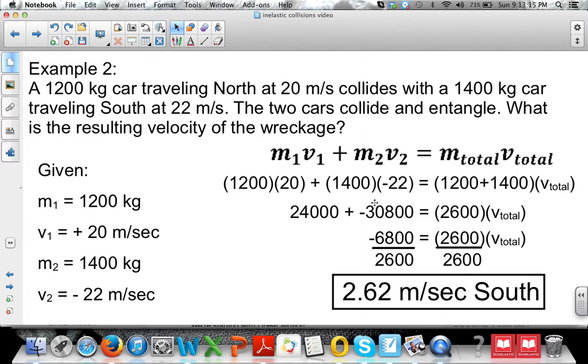So then you add the stuff on the left, make sure you have your negatives, so it's negative 6,800. That means that in the end, the two cars together are going to be cruising south, because the car that was traveling south must have had more momentum, so together they're both going to go south. Again, you divide just like F equals MA, and you get 2.62 meters per second, and it's negative, but that means south because I assigned negative to south.